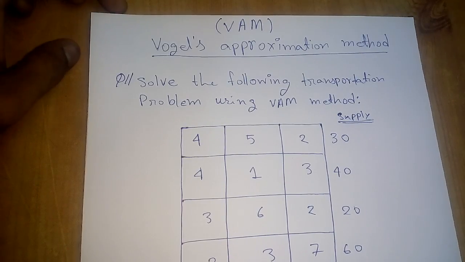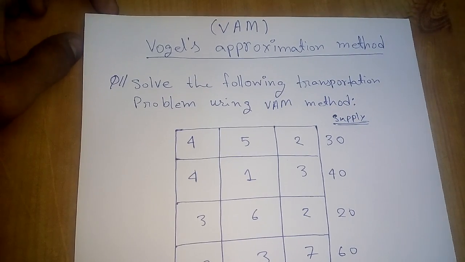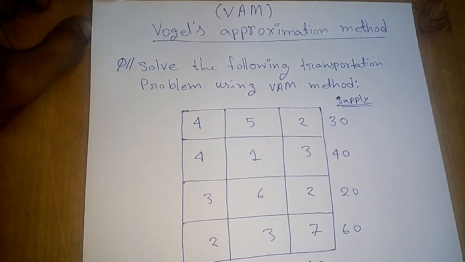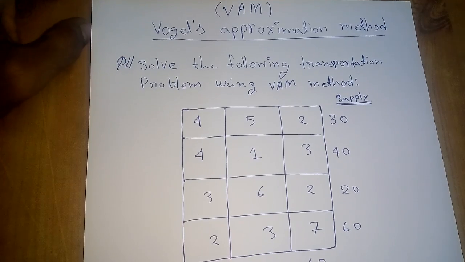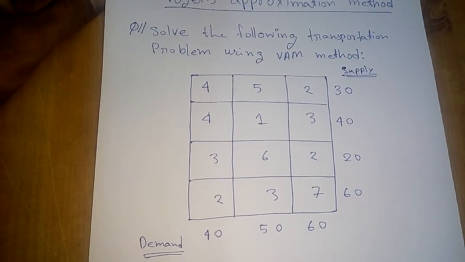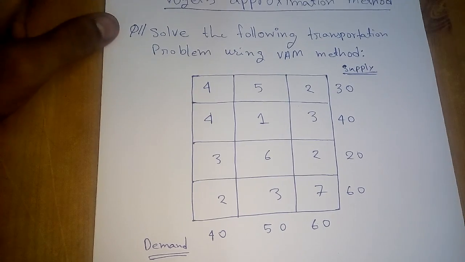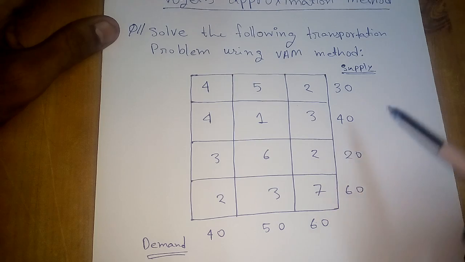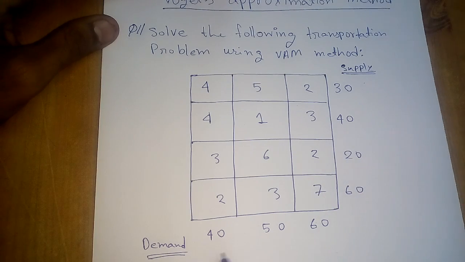Now we are going to solve VAM method or Vogel's approximation method. The question is, solve the following transportation problem using VAM method, and this is the problem. You can see the box here. This is called supply and this part is called demand.